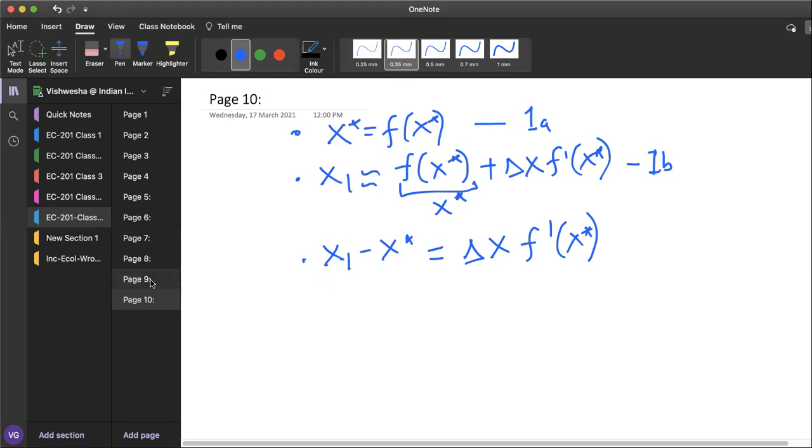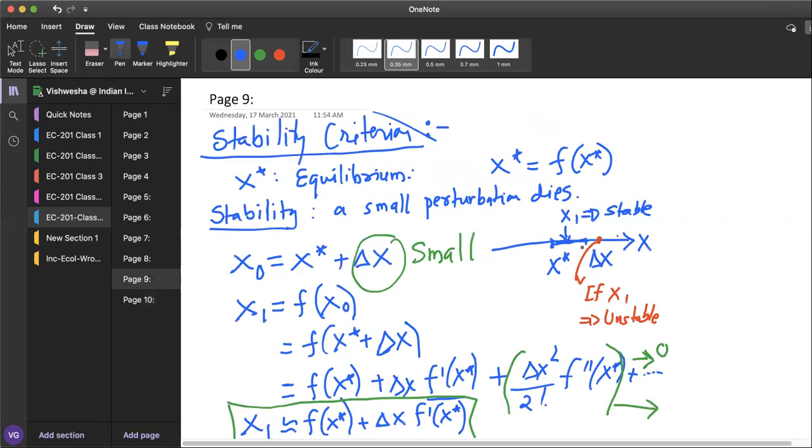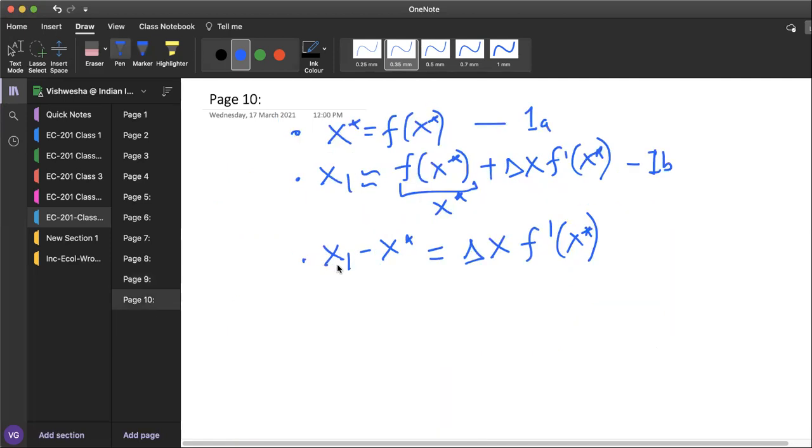Let's go back to the previous equation and look at this diagram. So x1 minus x star is the new distance to the equilibrium, right? So delta x was the initial distance to the equilibrium, and x1 minus x star is the new distance to the equilibrium. Is that fine? So we can write this as delta x at time 1. Okay. So therefore, what we have is delta x at time 1 is equal to delta x times f prime of x star.